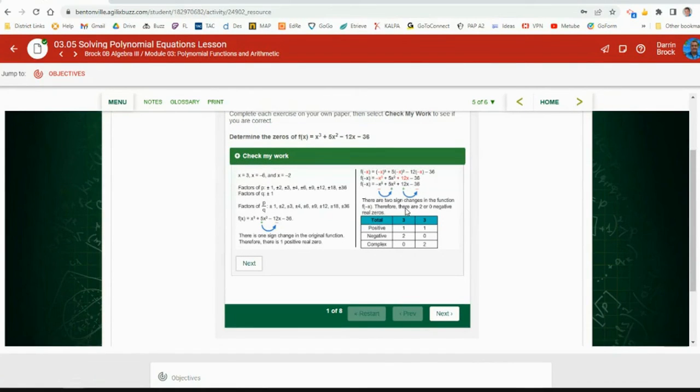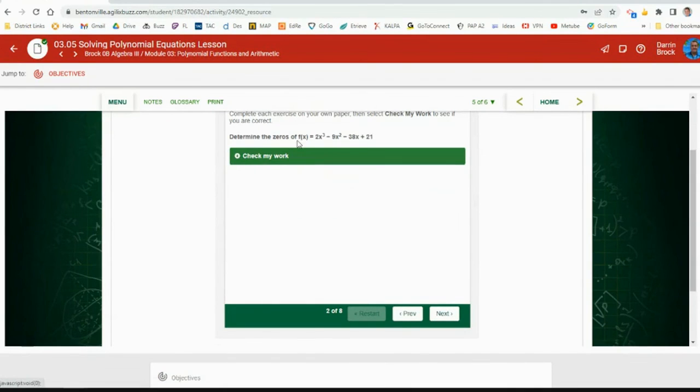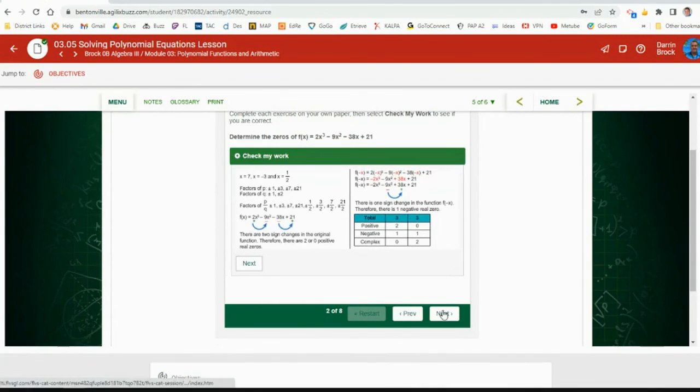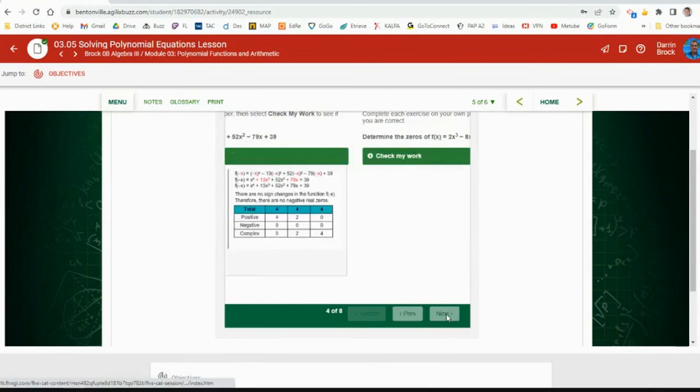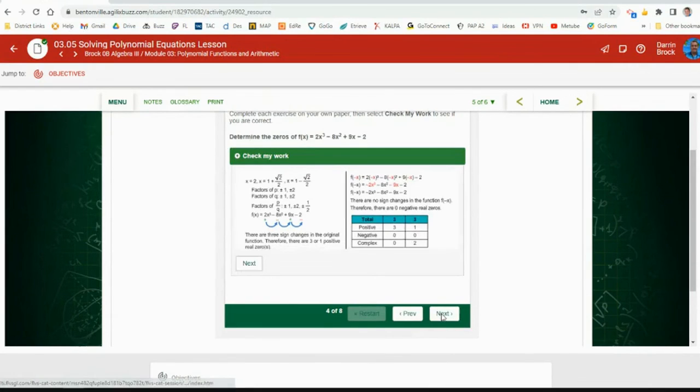All right, there are either 2 or 0. 8 steps. There's the next step. Next step. So it's all there where you can check your work all the way to the end.